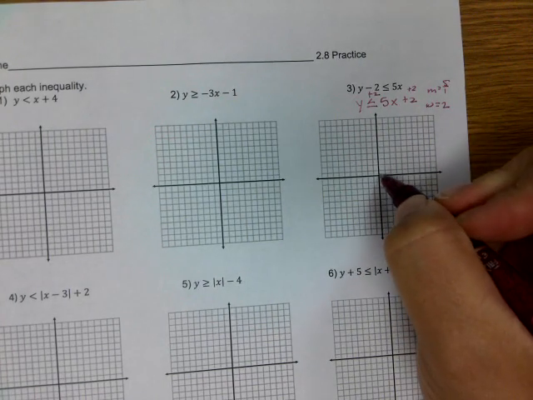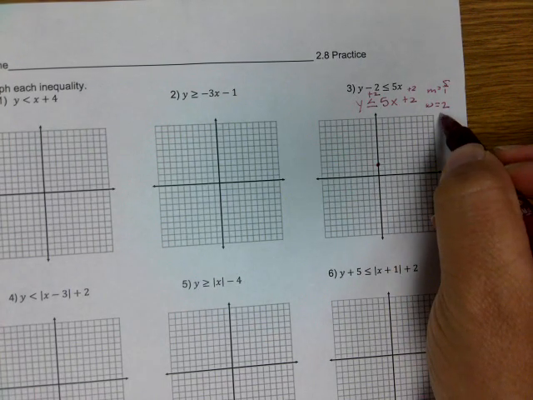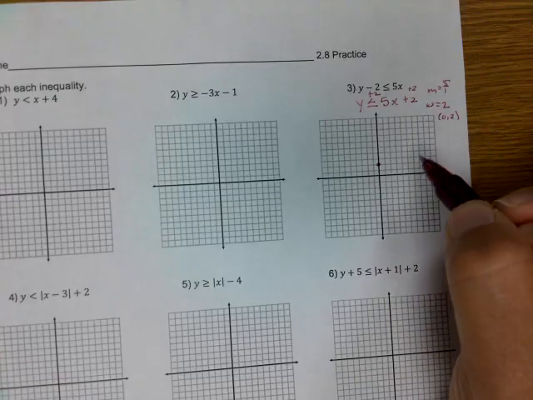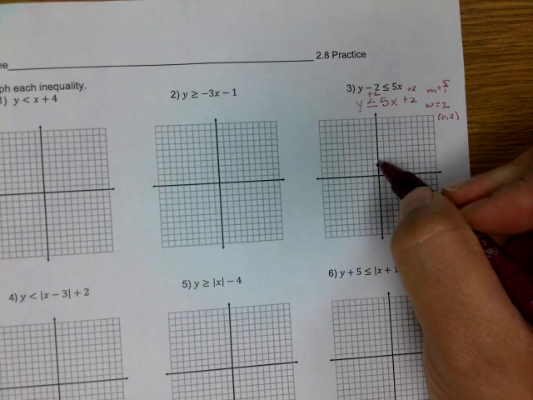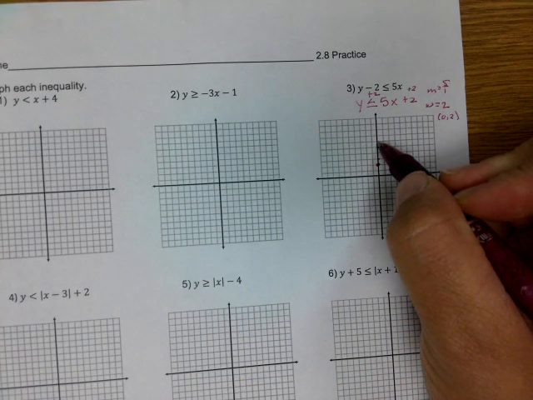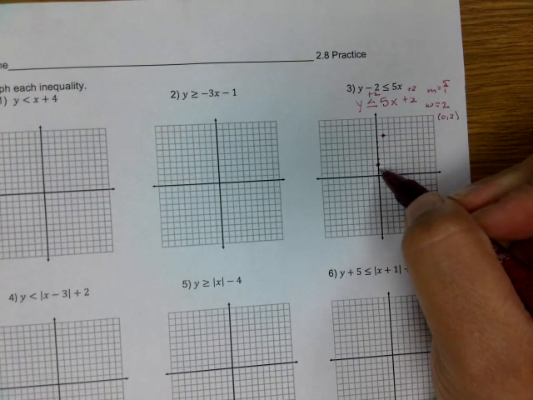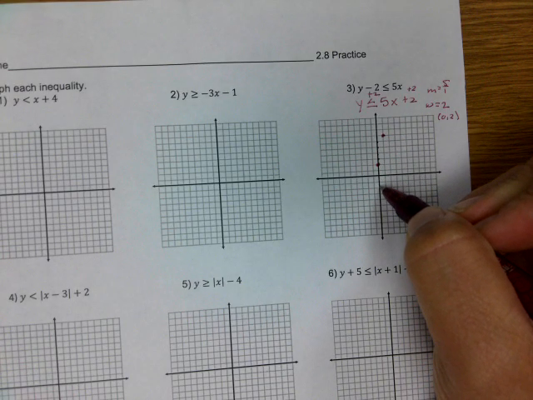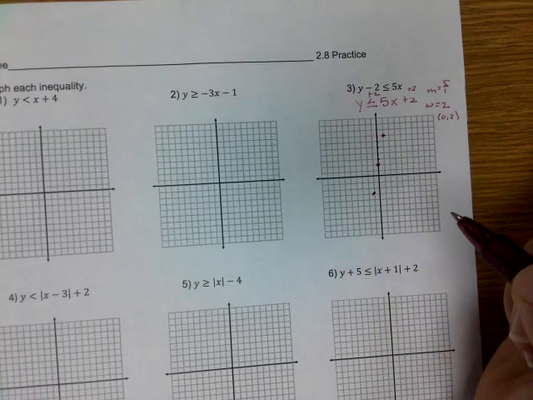So first thing, you plot those points. So up 2, because this right here would be (0, 2). And my slope is 5 over 1, so I can go up 5, 1, 2, 3, 4, 5 over 1. Or else I could go down 5, 1, 2, 3, 4, 5 over left 1.